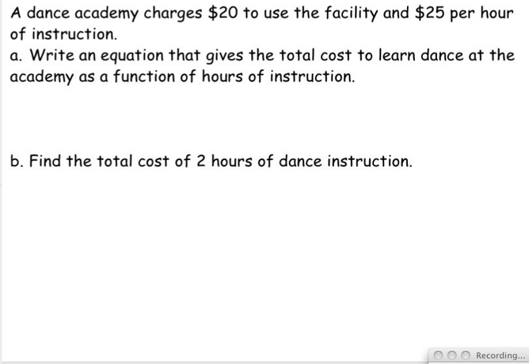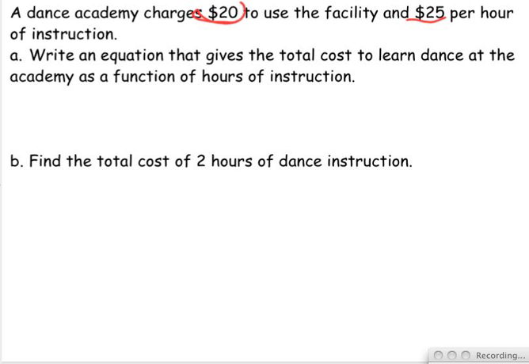So as an example, word problem here: a dance academy charges $20 to use the facility and $25 per hour for instruction. Write an equation that gives the total cost to learn dance at the academy as a function of hours of instruction. Okay, so first off, you're paying this $20 here even if you don't dance. That's a set cost, no matter what. That's for rental. And then here is how much you're charging per hour.